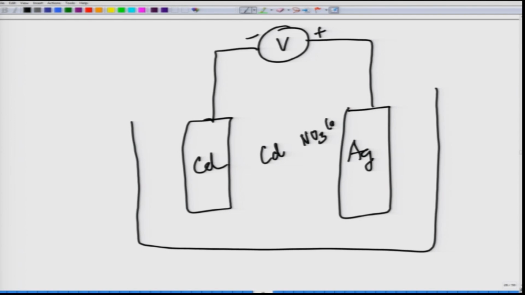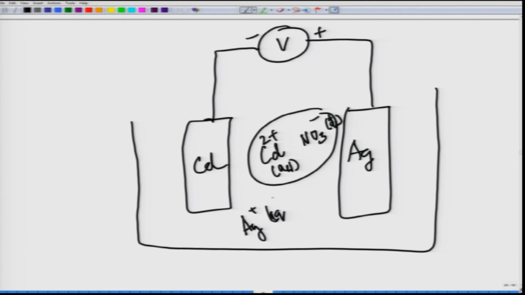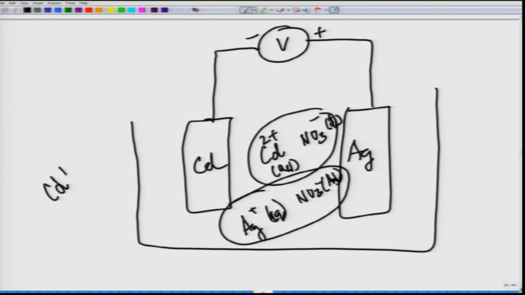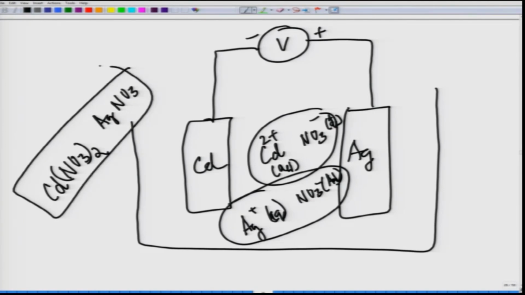Cd(NO3)2, which is aqueous, Cd2+ plus NO3 minus, whereas the other electrolyte I am mixing is AgNO3, Ag+ aqueous plus NO3 minus, which is also aqueous. So, I am now having two electrolytes which are mixed together. In this situation the solution contains Cd(NO3)2 and AgNO3. These are the two solutions, or in other words, these are the electrolytes.